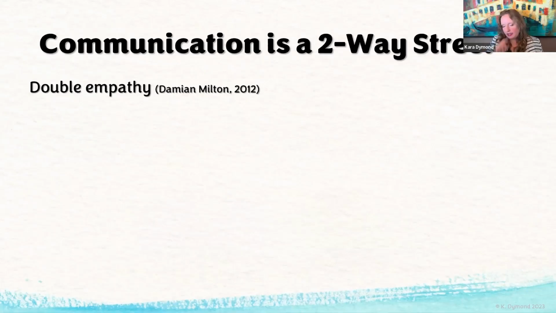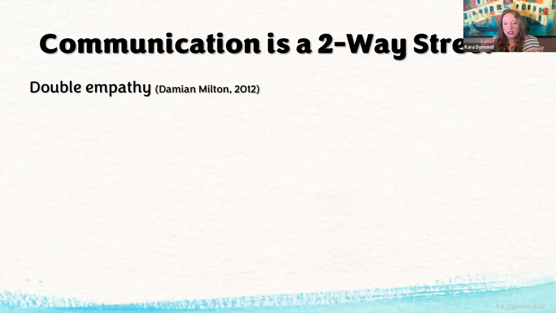There's a very fascinating concept. This is from an autistic researcher, Damian Milton, and it's called the double empathy problem. Although he uses it in the context of a neurotypical person talking with an autistic person, it applies to every interaction with every type of brain. It's basically the idea that if there's ever a breakdown in communication, it takes two to tango.